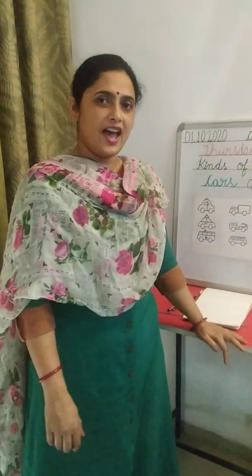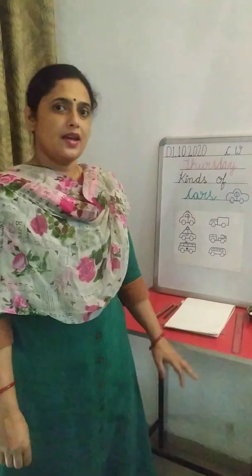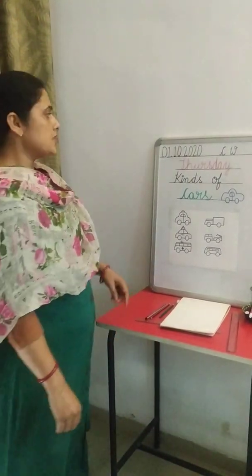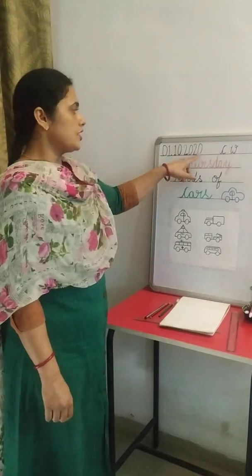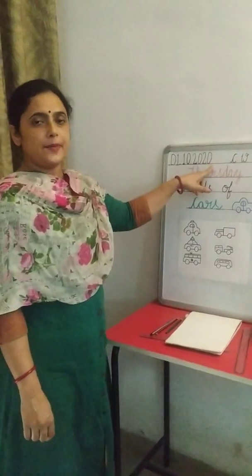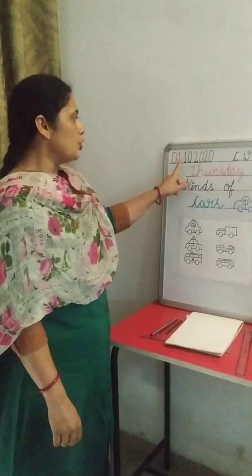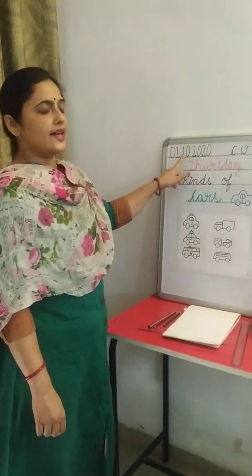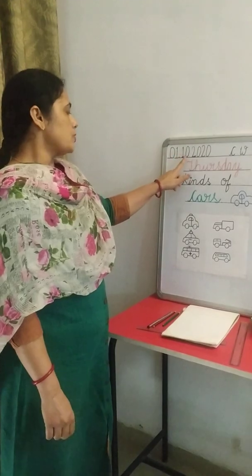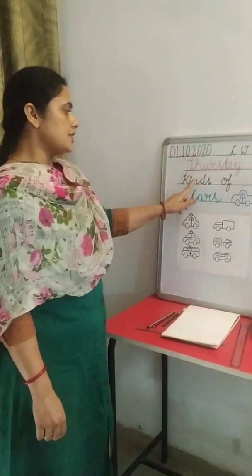So babies, we have our art and craft class today. Let's begin it with the date first. Today's date is 1st October 2020. September month has gone. Now the new month has started, that is October. October is our 10th month. 1st October 2020, day is Thursday.